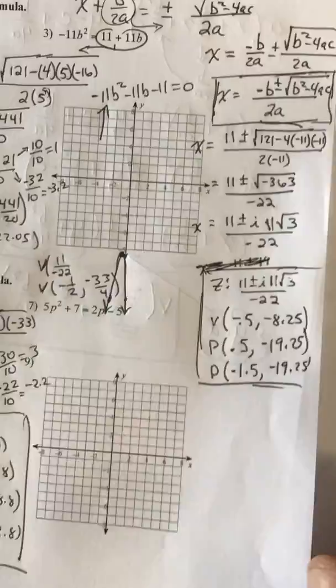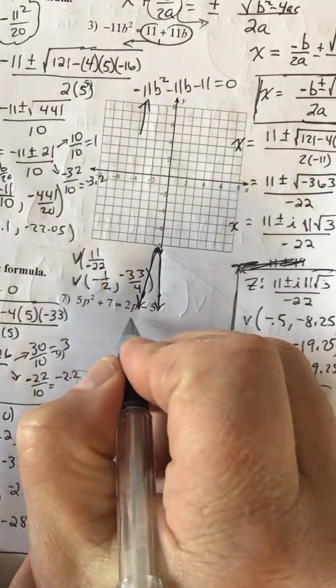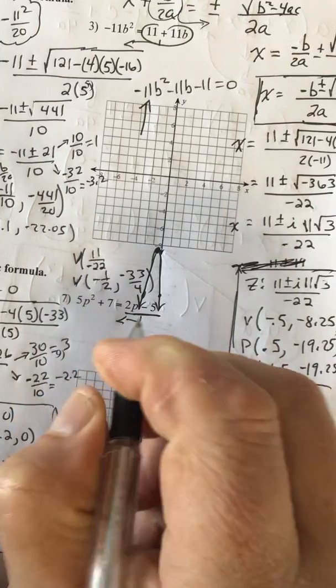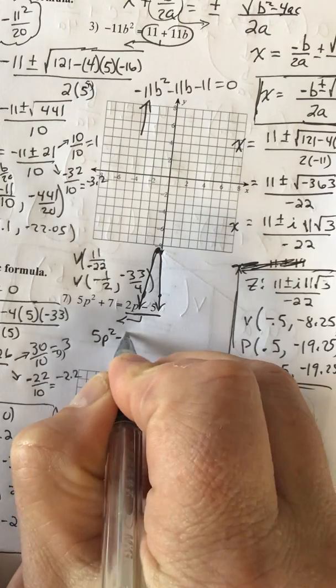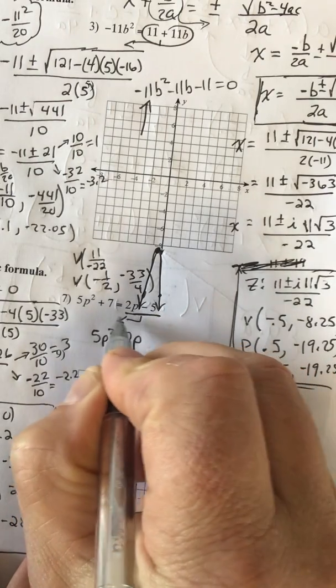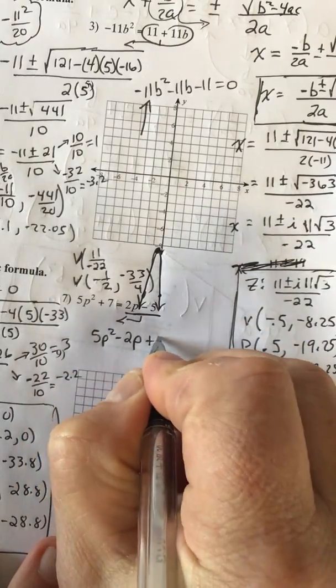Okay, and number 7. I'll take these two things and put them to the other side. So I have 5p squared, moving the 2p over makes it minus 2p. Adding 5 over, there was already a 7, so when I add that 5 over there, it makes it plus 12.